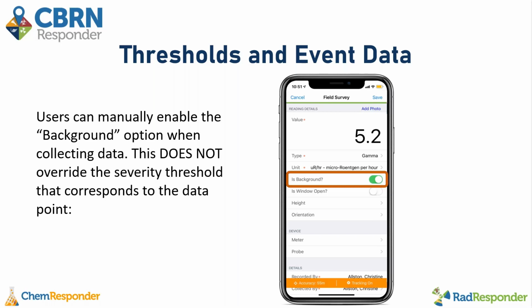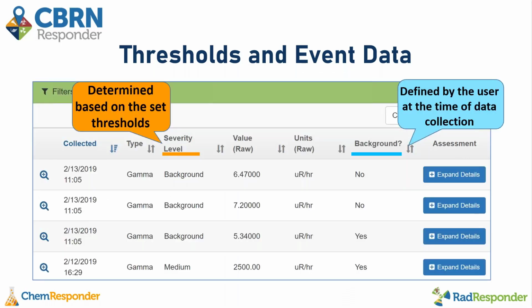On the mobile app and the website, when users are entering data, they can manually enable the background option when collecting data. Now, this does not override the severity threshold that corresponds to the data point that they entered. On the data tables here, you can see that severity level is a separate column from background. Severity level is determined based on the set thresholds, and background is defined by the user at the time of data collection.